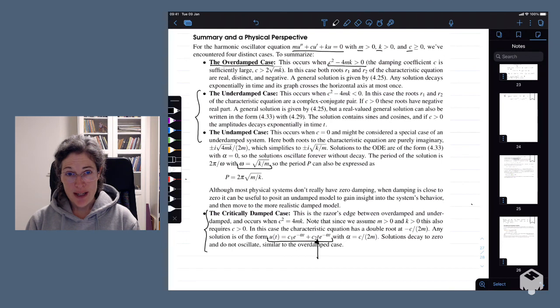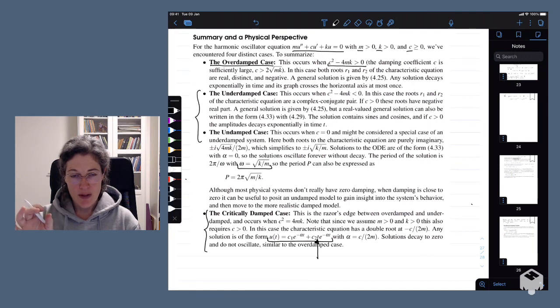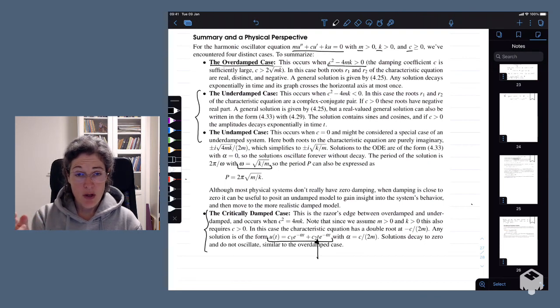Okay, so that covers everything that we're doing for this week. Please do spend some time working with some of these second order equations, getting comfortable finding the roots, deciding which case you're in, and trying to plot some of the solutions that you get, whether you're using MATLAB or Wolfram Alpha or whatever you like.